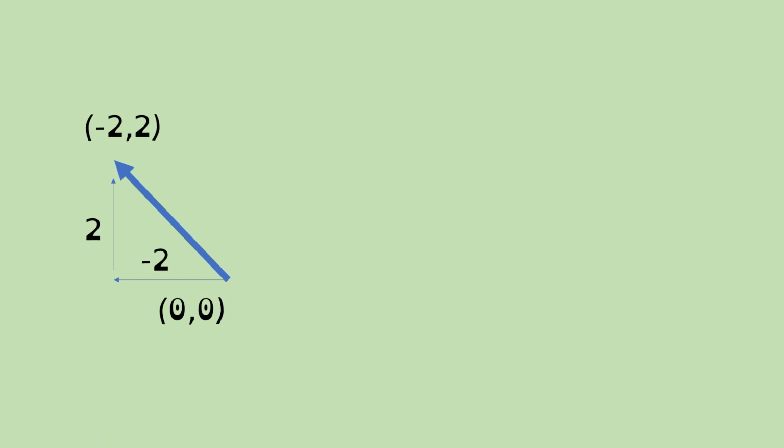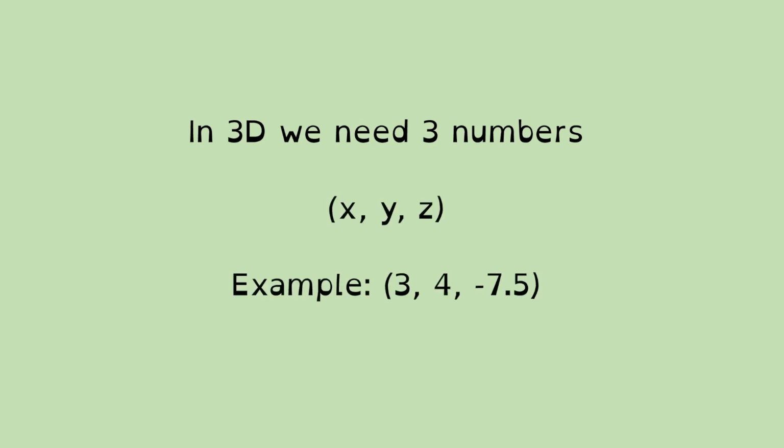So effectively, this is it. If you've got the idea that a vector is something that has a direction and a length, and you might be using any kind of origin and axes and sets of coordinates to express things, they might be in different units. You've basically got the idea. Let's just push on a little bit. In 3D, of course, we need three numbers. So we've got x, y, and z. Here's an example, 3, 4, minus 7.4.